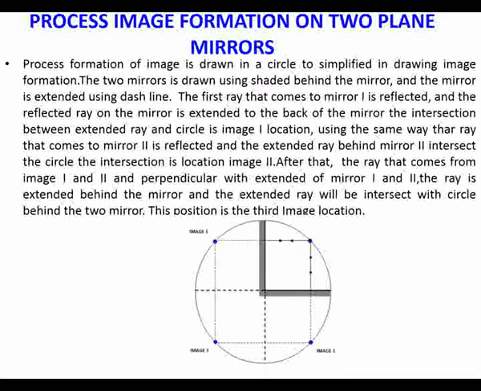The process of image formation is drawn in a circle. To simplify the drawing of image formation, the two mirrors are drawn using shading behind the mirror, and the mirrors are extended. The two mirrors are extended using dashed lines until the dashed lines intersect the circle.